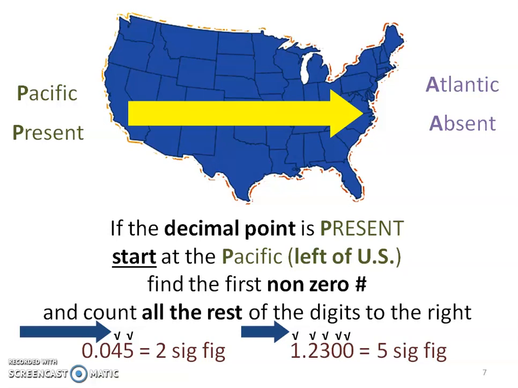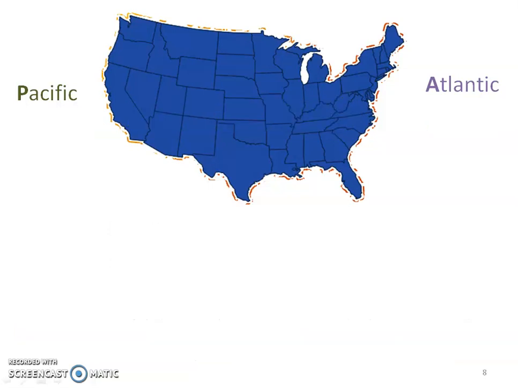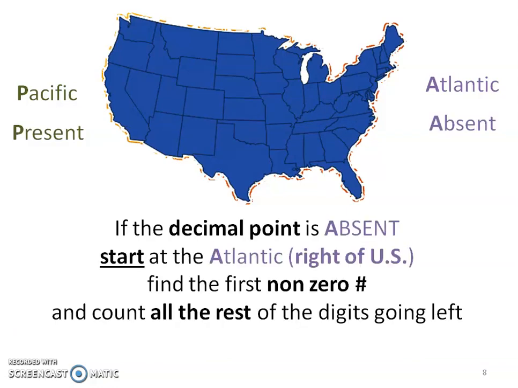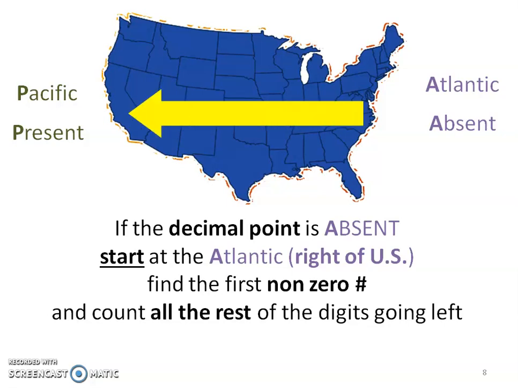Before you write anything down, however, let's look at the other way. If the decimal point is absent, you don't see the decimal place at all, you're going to start at the Atlantic side and go to the Pacific. You go until you see that first non-zero number and then keep on counting. Here's an example: 230000. I do not see a decimal.